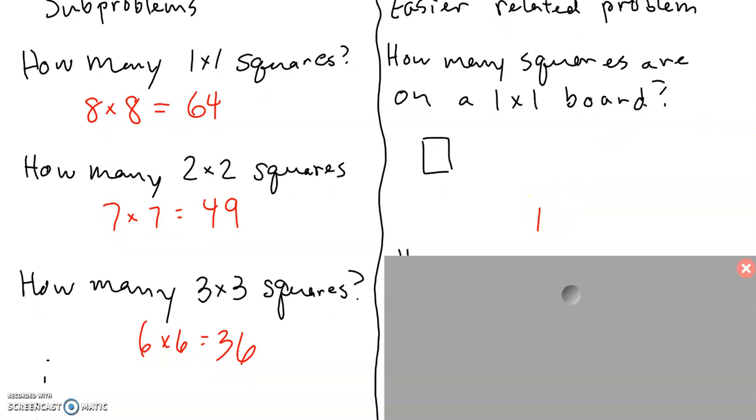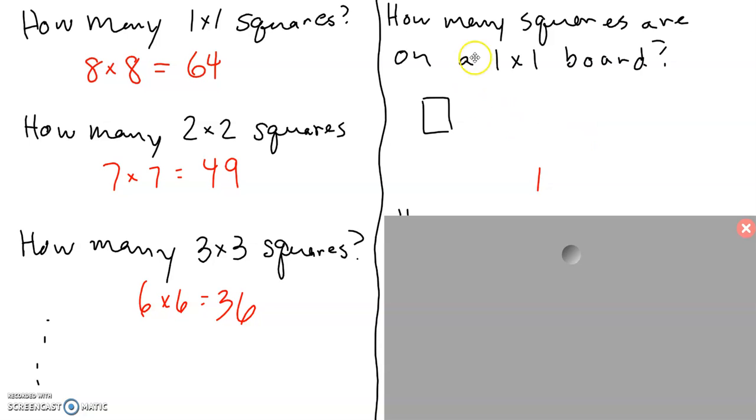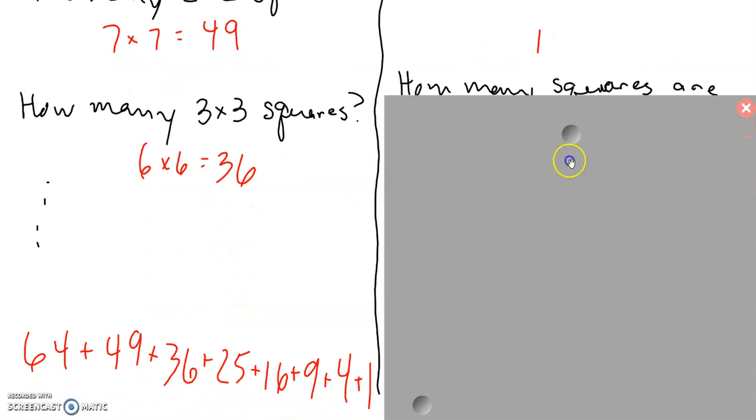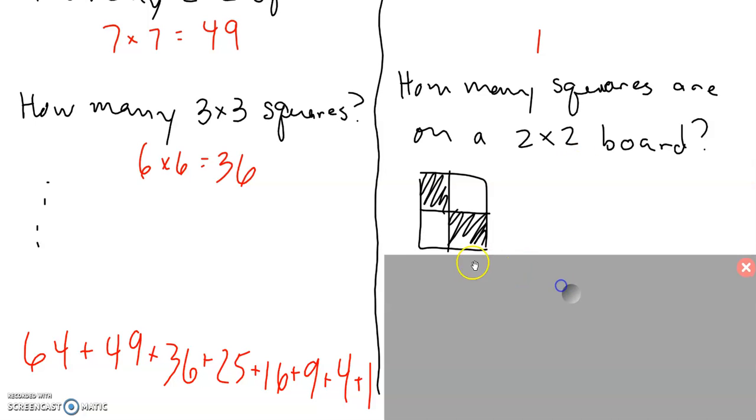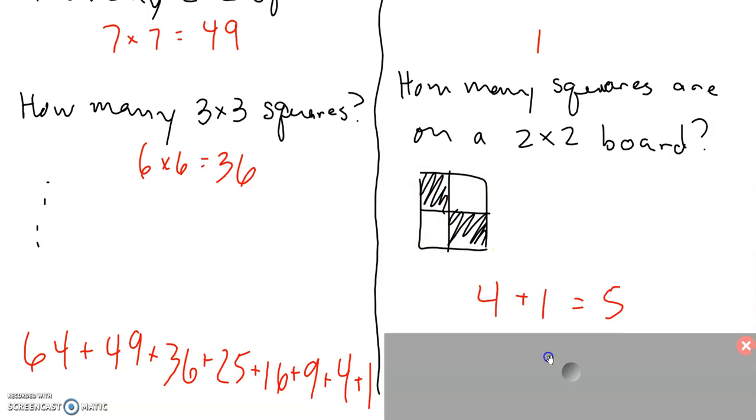And that might happen. So what I'm going to do is I'm going to say, okay, let's make the board a little bigger. This is still going to be a much easier related problem, but let's go on to, okay, what if I had a 2 by 2 board? So how many squares are there on this? Well, there are 4 little squares and then 1 big square for a total of 5 squares.